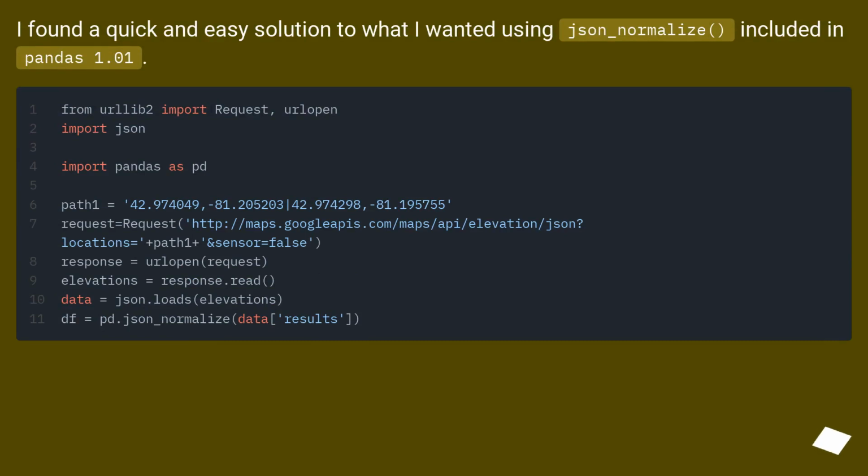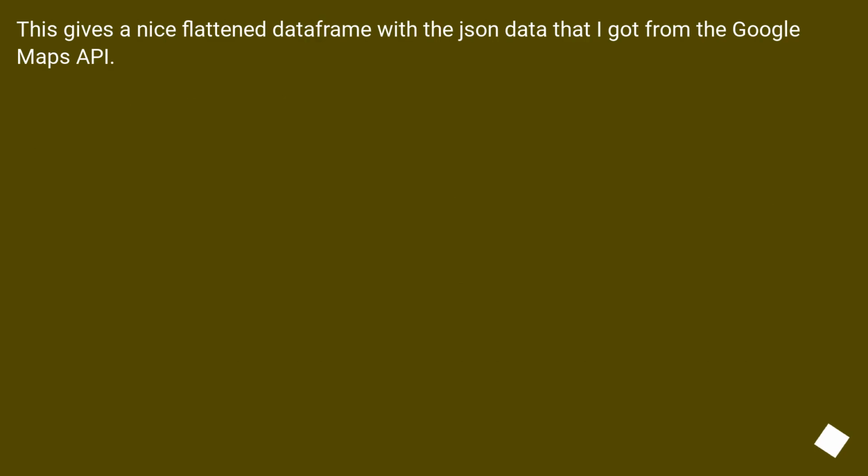I found a quick and easy solution to what I wanted using json_normalize, included in pandas 1.0.1. This gives a nice flattened data frame with the JSON data that I got from the Google Maps API.